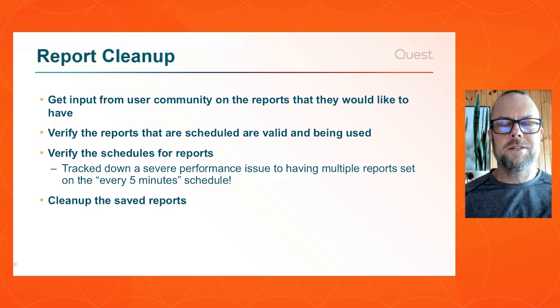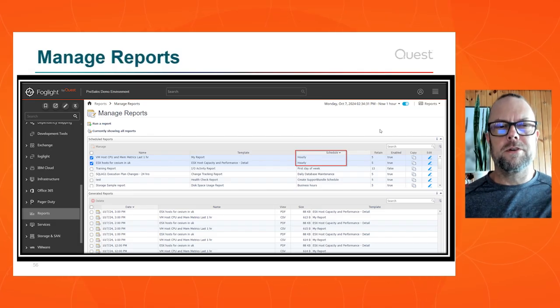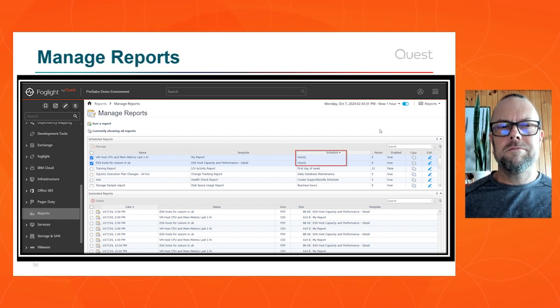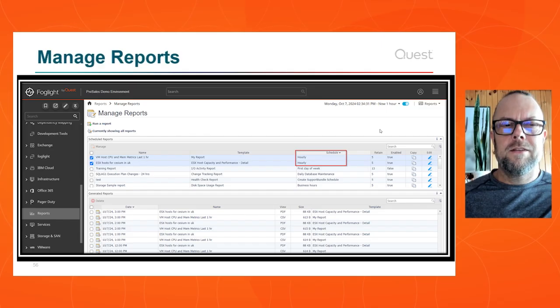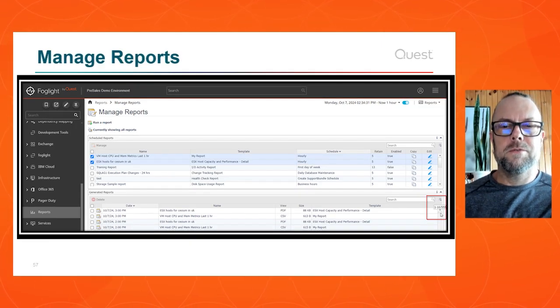And then finally, you can clean up any saved reports. So you do that all from the reports dashboard. There's a manage reports dashboard within that menu. I like to sort initially the scheduled ones by the schedule, and then I can look down the list and see things like, I've got these hourly reports set. I think these were done in our case for a demonstration. So I'd go ahead and probably either clear them or just set them to disabled.